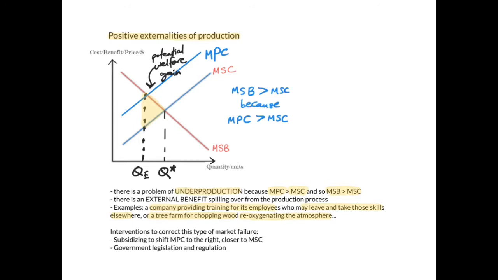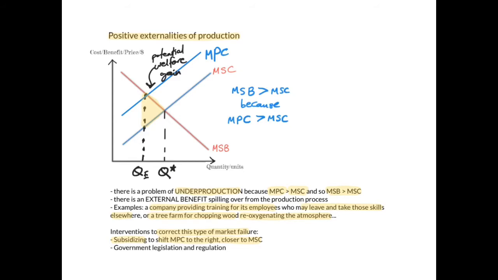What are some interventions by the government to correct this type of market failure? Well, the government could subsidize the production of this product to shift the MPC to the right, closer to the MSC. So this would shift the MPC to the right, closer to the MSC, and bring the equilibrium quantity closer to the optimal quantity Q star.